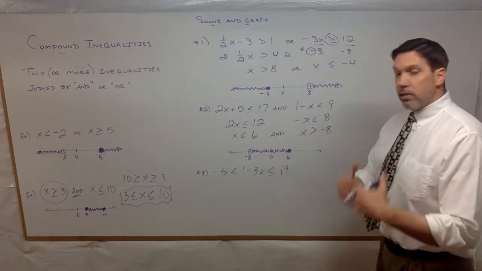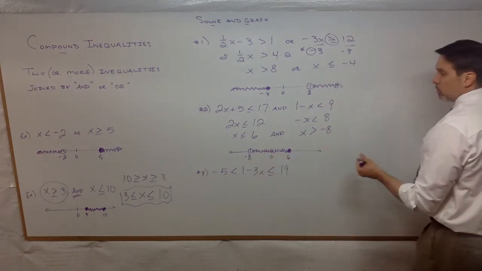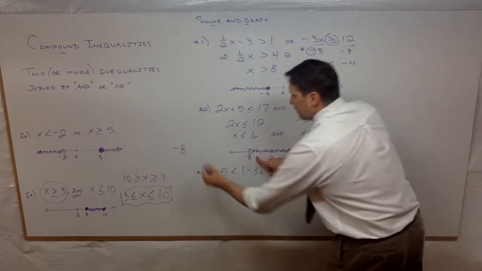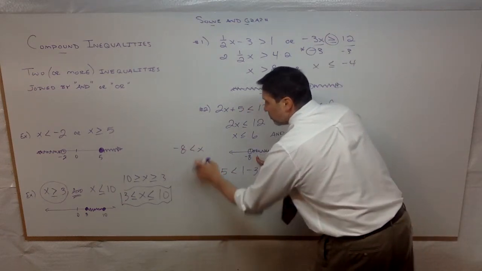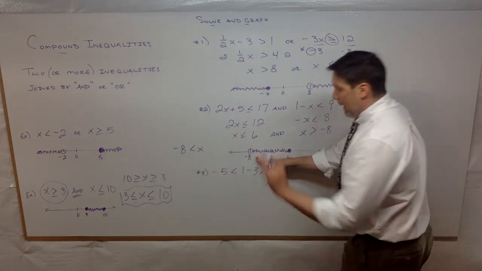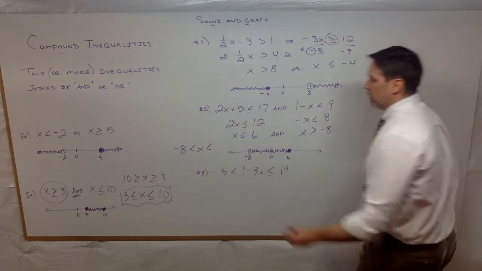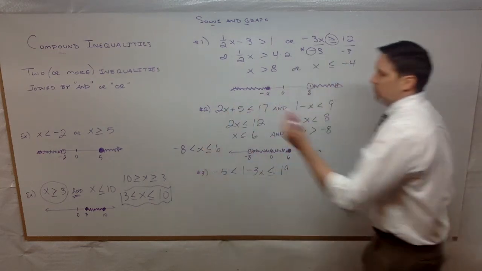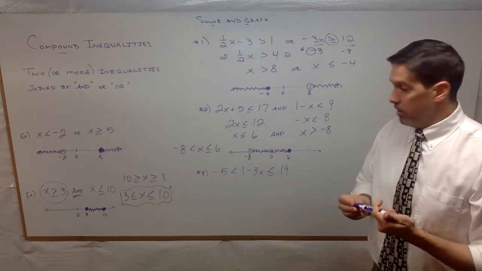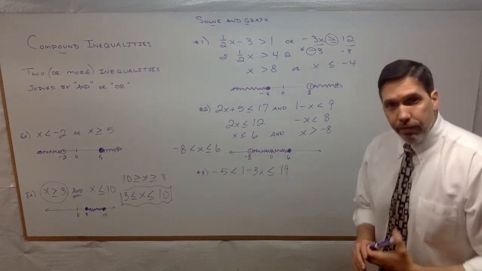Now, how we could write this as one final statement, if we go least to greatest, I would write this as -8 is less than x, which does mean x is greater than -8. That's the same statement. And at the same time, x is less than or equal to 6. That's how that statement is written without using the word and. It is implied. All right, well, this last one, number 3, this is definitely an and statement.